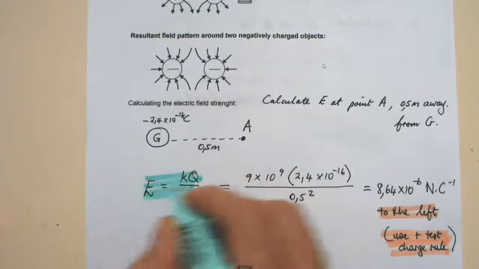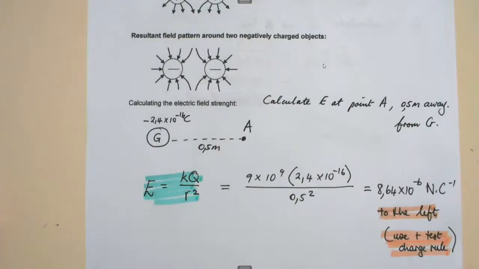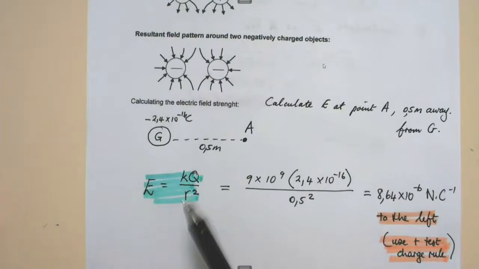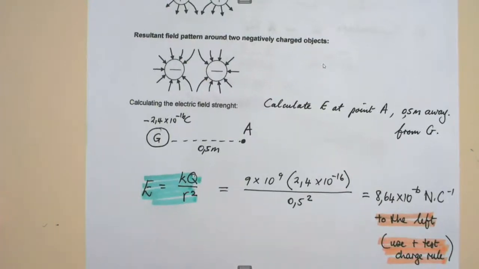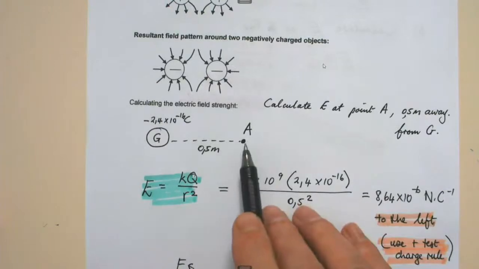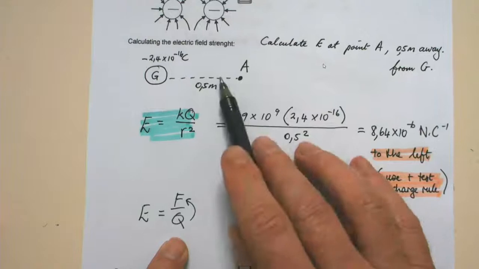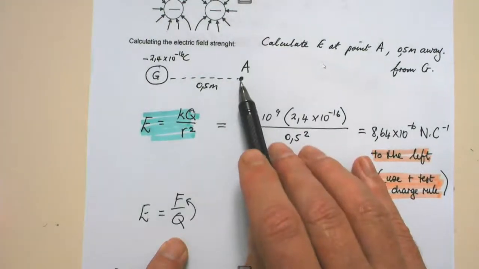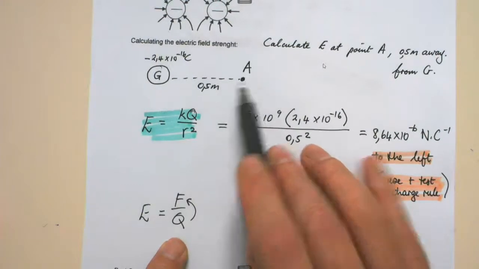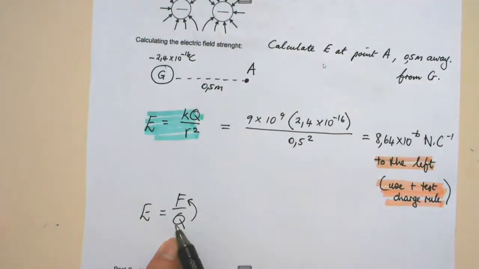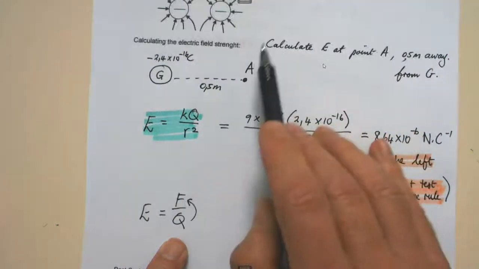Now the formula that we use here to calculate this is this formula here, which is on your data sheet. All right, and you must be very careful when you look at this formula and when you look at the formula E equals F over q. This is where a charge is experiencing a force. So I will put a charge there at point A, and I will ask myself, what is the force that charge is experiencing there? So I'm going to use that charge that I put there, the value there, to substitute it, and the force that charge is experiencing there.